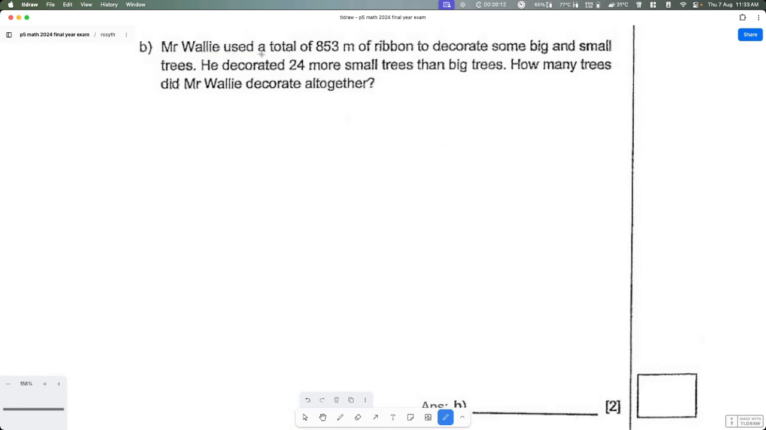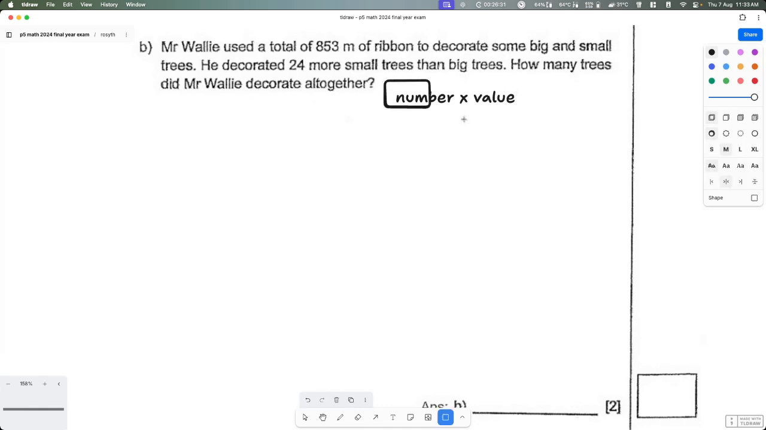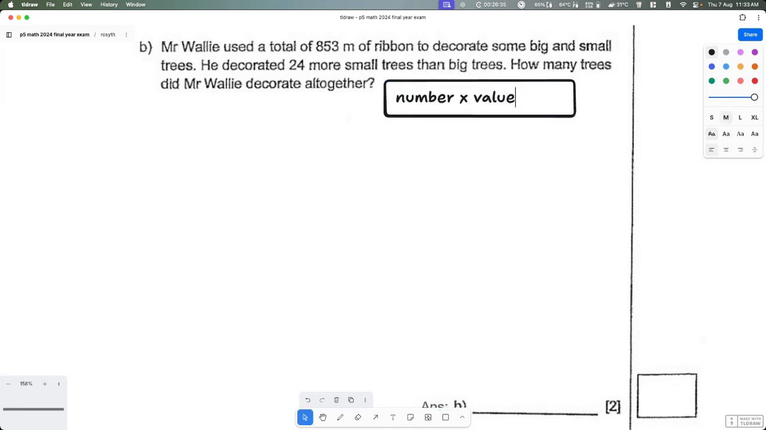Mr. Wally used a total of 853 meters of ribbon to decorate some big and small trees. He decorated 24 more small trees than big trees. How many trees did Mr. Wally have? So this is what we call the number x value concept. Similar, this is the concept over here.